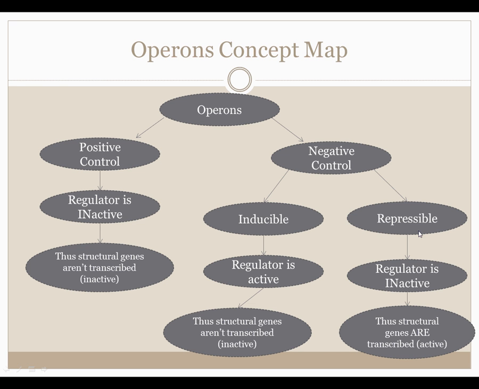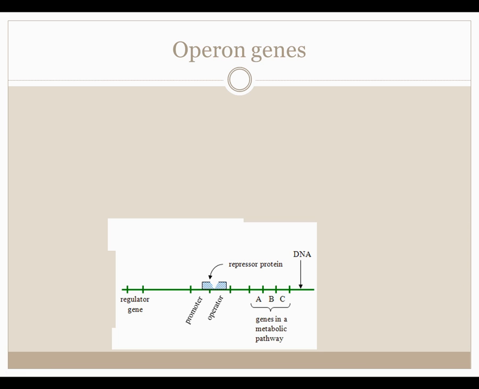And then there's repressible control. And normally the regulator is inactive, and so what's going on is most of the time the structural genes are being transcribed. Now, I'm kind of showing you all this stuff, and it's probably like, what? Well, let's get you some visuals, and I'll be referring back to this concept map to hopefully make this all make sense. Okay, I'll do my best.